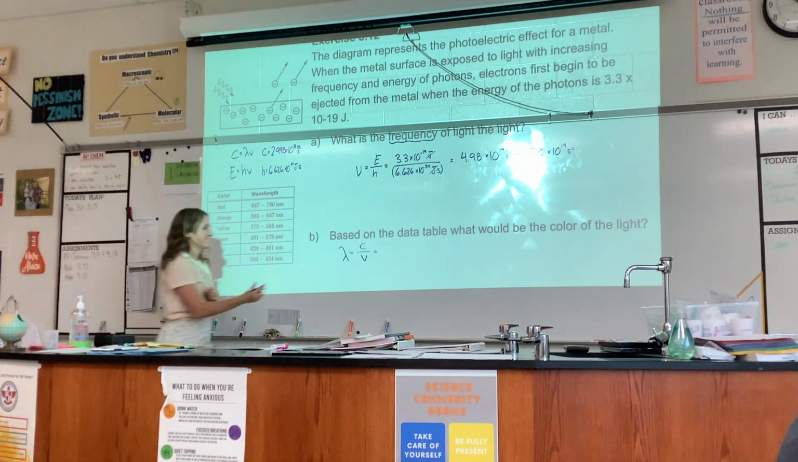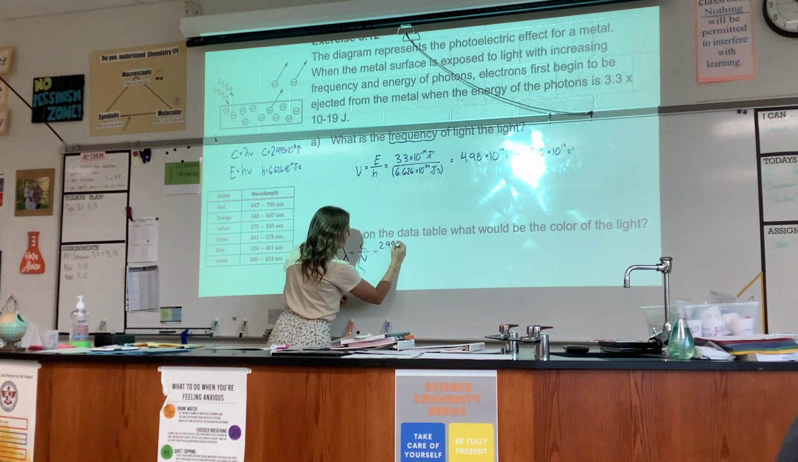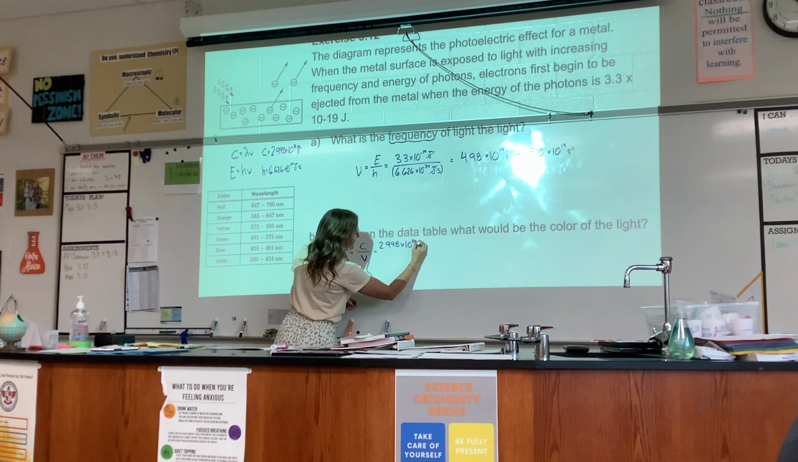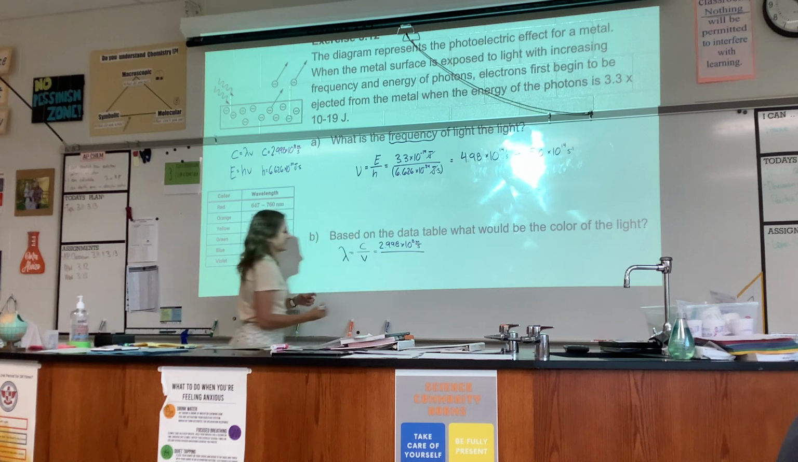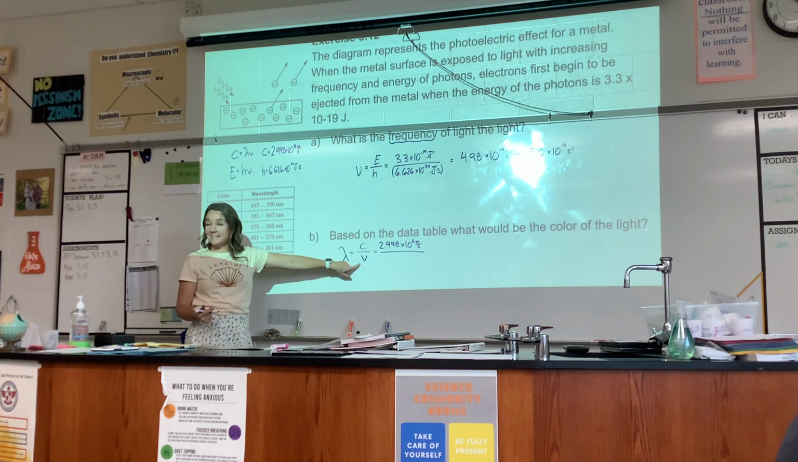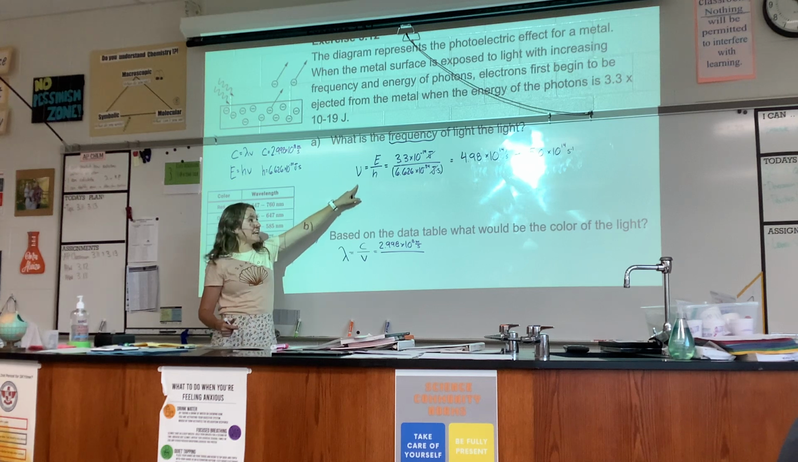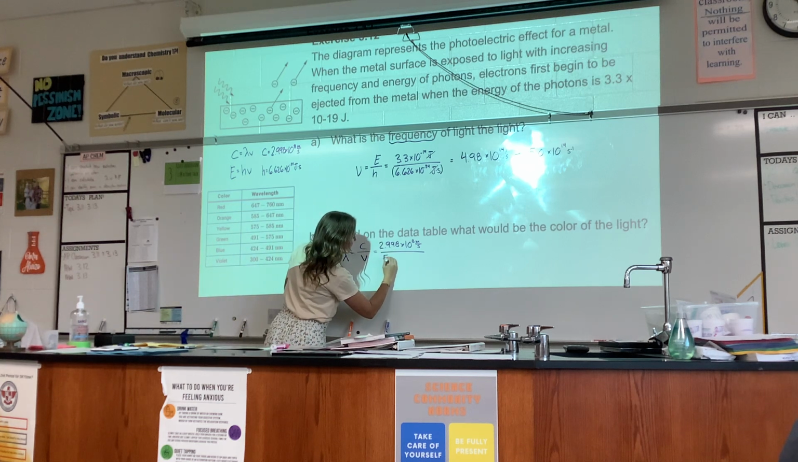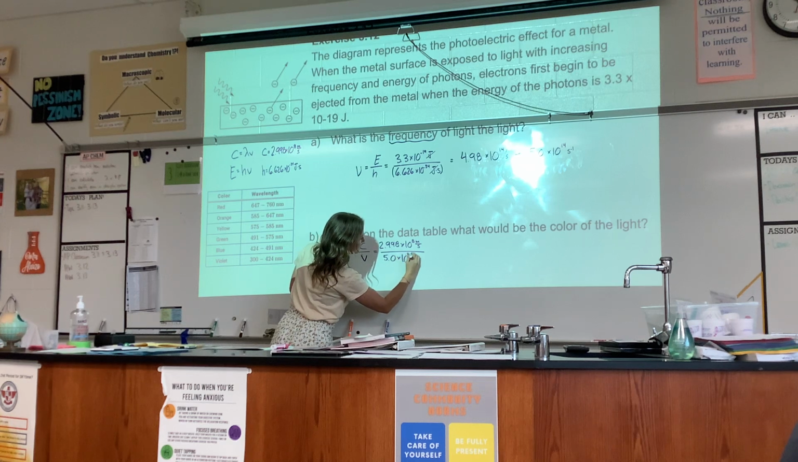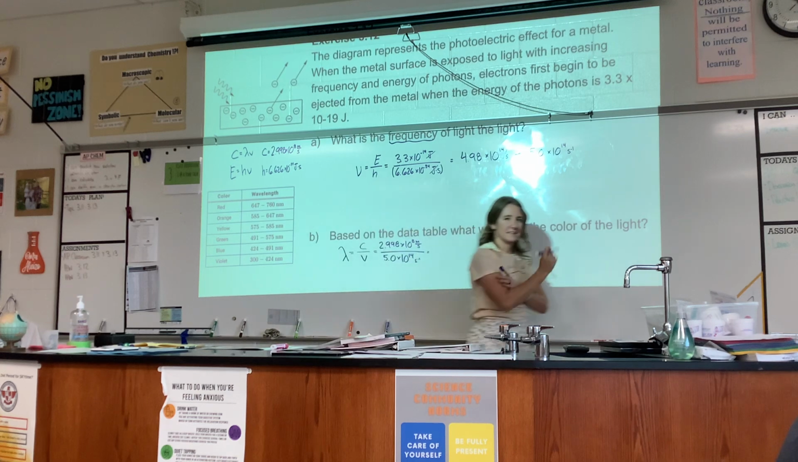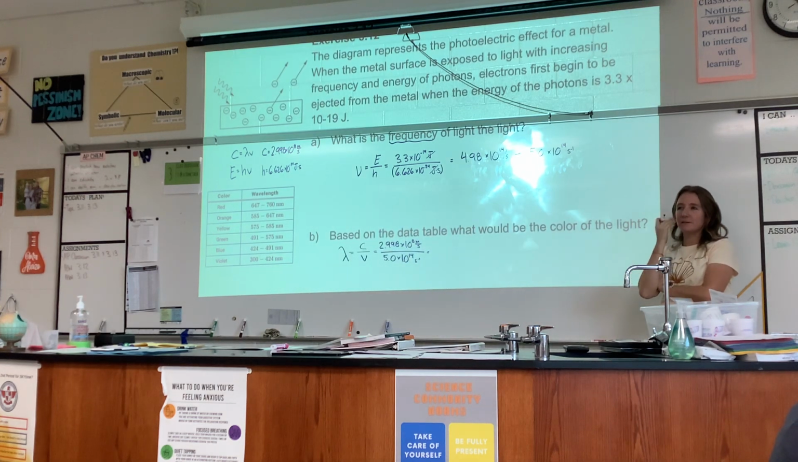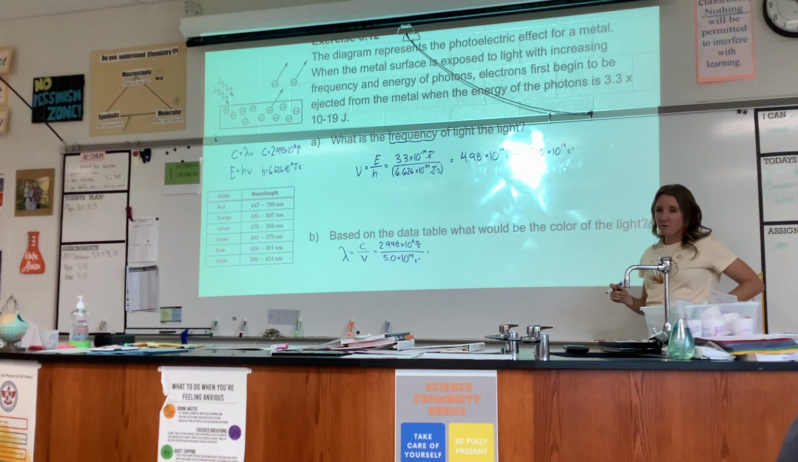c is a constant, 2.998 times 10 to the 8 meters per second. v is frequency, which we found in part A. So 5.0 times 10 to the 14. Once again, these problems can look a little intimidating because they have big numbers and lots of units. But when it comes down to it, it's just division every time. It's just what you're moving over.